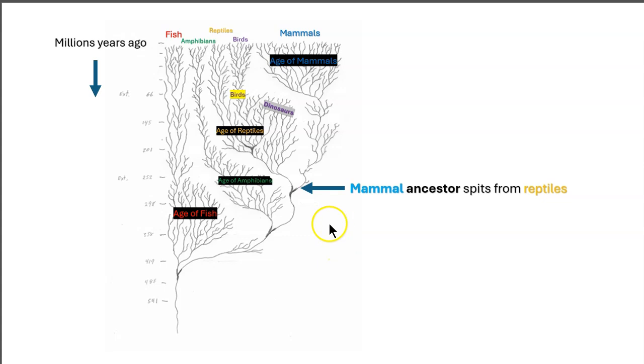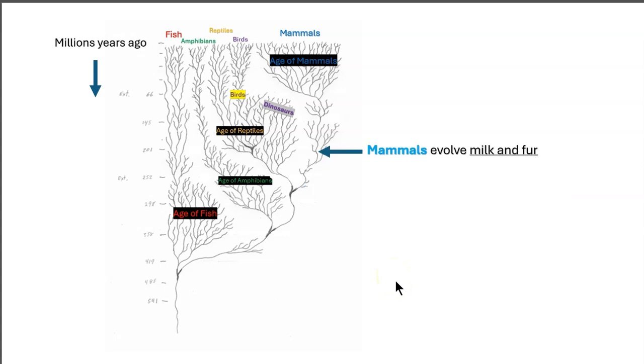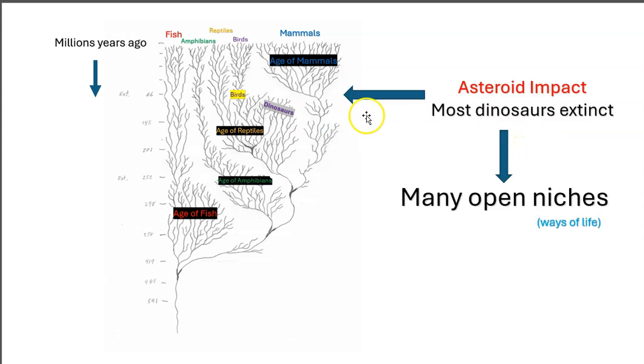Now let's return to the mammal story. So the mammal ancestor splits from the reptiles. And then we have the evolution of the production of milk in the mammary glands, and this, of course, is an adaptation to nourish offspring, and fur, and this would be an adaptation for inhabiting cooler climates. So mammals could expand their range beyond reptiles. We get the evolution of the placenta, so we have live birth, and that brings us up to the 65 million year mass extinction event, the asteroid impact.